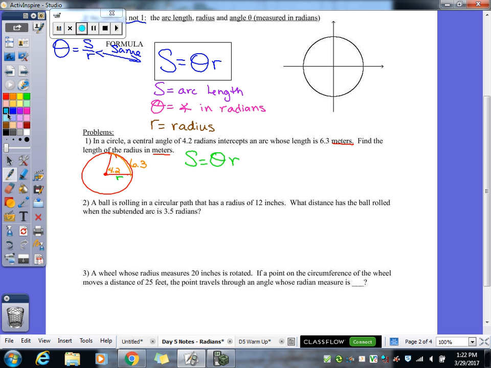So S equals theta r. 6.3 goes in for your S because that was your arc length. 4.2 goes in for your theta, and then r stays as r. So we just have to do a little division. 6.3 divided by 4.2. Radius equals 1.5 meters.